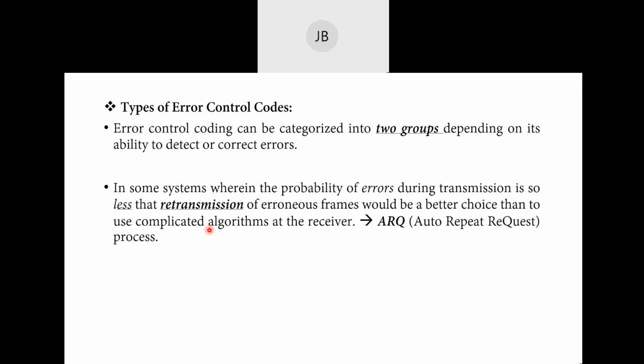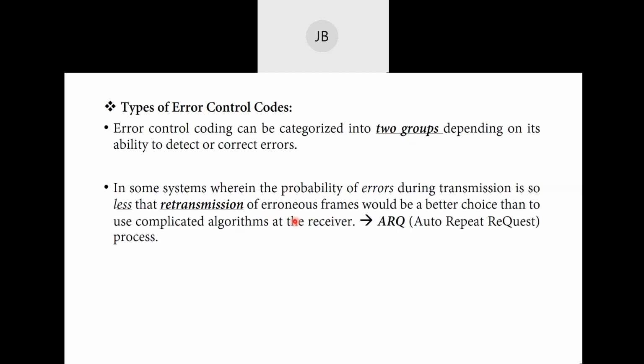Okay, now we will see error control coding, types of error control coding. The error control coding can be categorized into two groups basically. We will see what are the two groups or two classifications of error control coding schemes. Before going to that, we will also see another scenario here. In some cases, we do not appoint any error control coding schemes when it is more suitable.